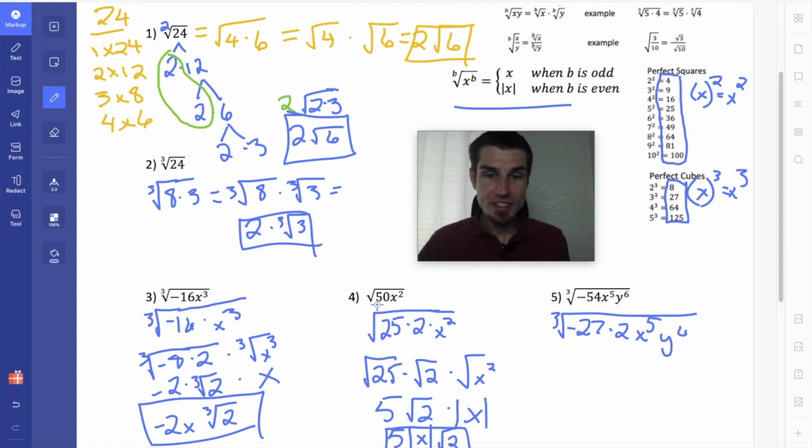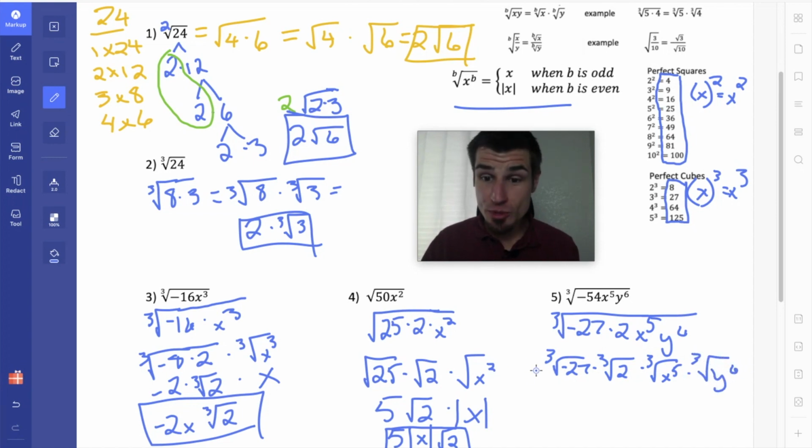Once again, we can take each factor that's under the radical and split it into separate factors. So let's just do that. So this gives us the cubed root of negative 27 times the cubed root of 2 times the cubed root of x to the 5th times the cubed root of y to the 6th.